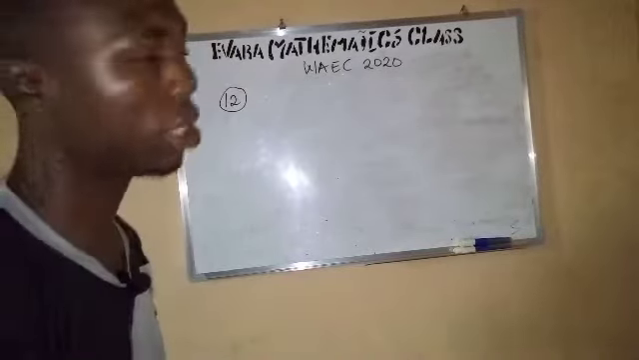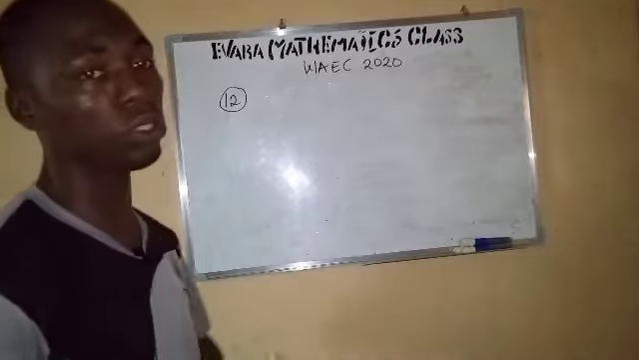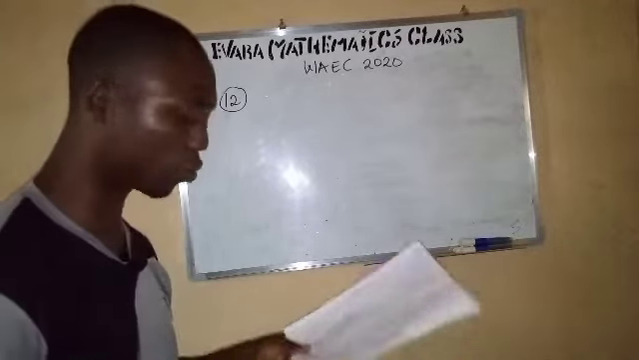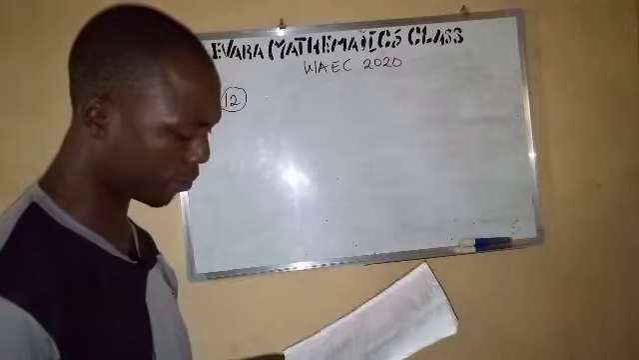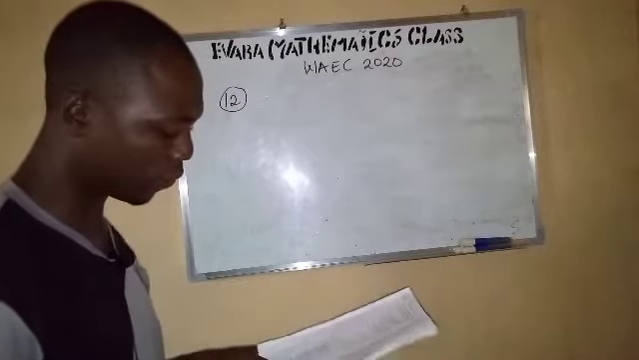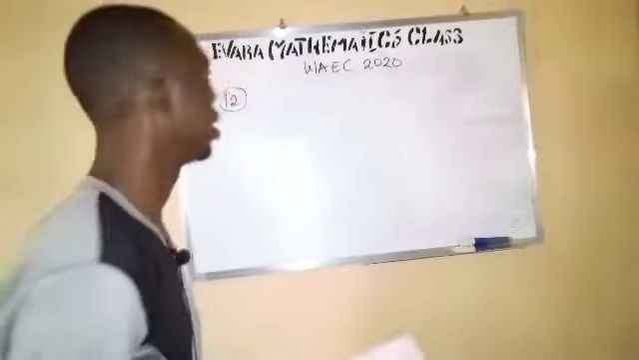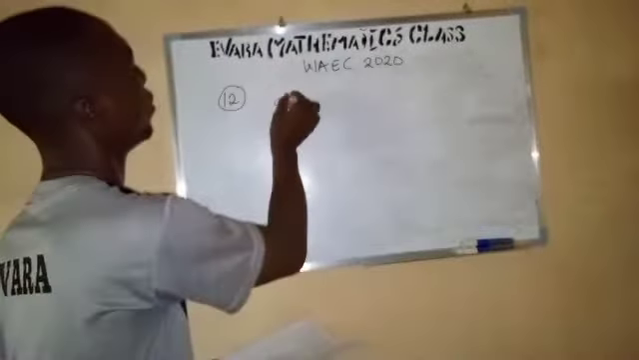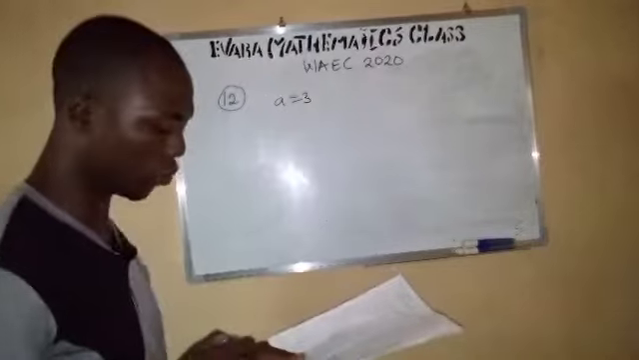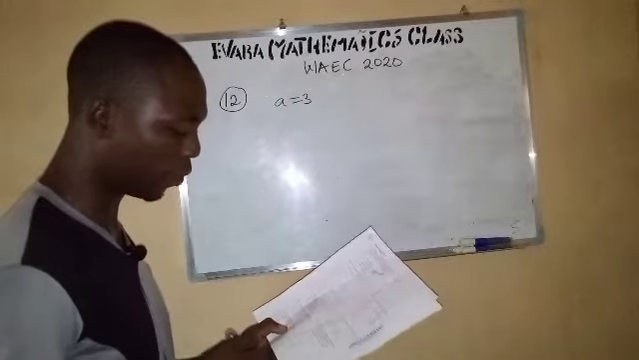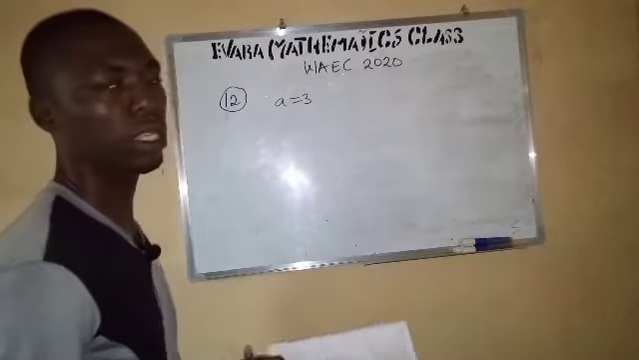This is another lesson on solutions to WAEC 2020 questions. This is for question number 12. Question number 12 says the first term of a geometric progression is 3. The first term, that is A equals 3, and the fifth term is 48.